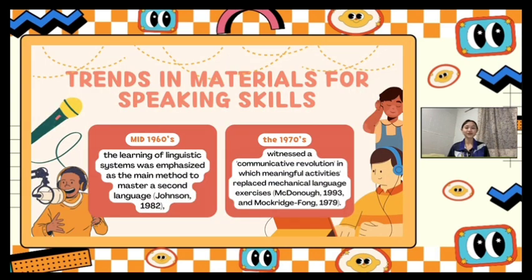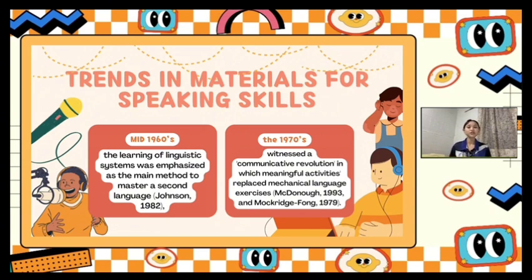Trends in materials for speaking skills. So materials published over the past 5 decades have been clear indicators of how the key principles of communicative approaches are incorporated into speaking activities. So in the 1960s, it focuses on linguistic systems. So in the mid-1960s, language learning was primarily based on mastering the linguistic systems. It emphasizes the grammar, structure, phonetics.